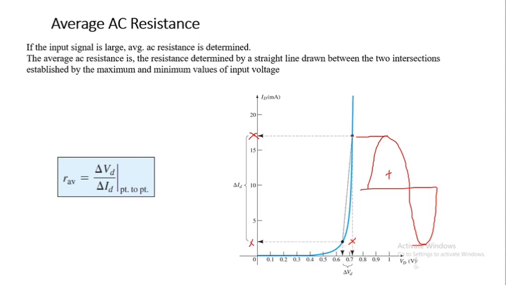Now if you connect these 2 points, you will get the change in ID by subtracting the lower current value from the higher current value, and correspondingly you can subtract the lower voltage value from the higher voltage value to get delta VD. So the equation for average AC resistance is delta VD over delta ID, that is point to point.